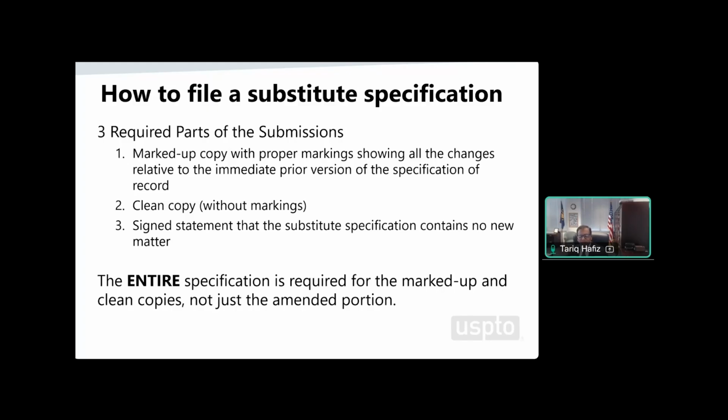Another important issue here is the statement that a substitute specification includes no new matter. So new matter is stuff that had not been previously addressed in the original filing.